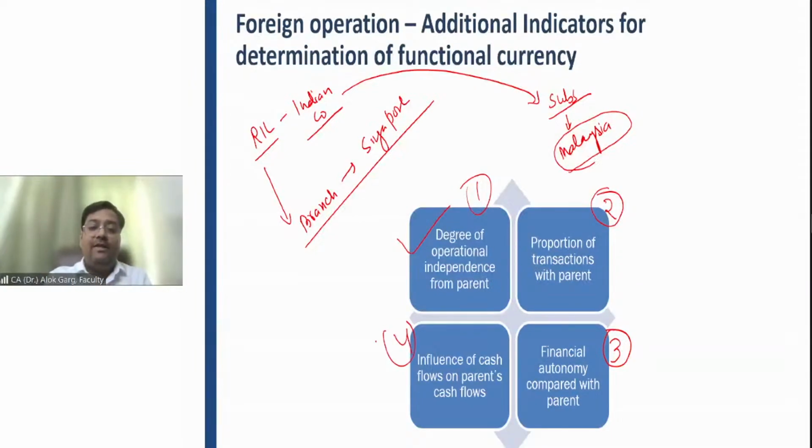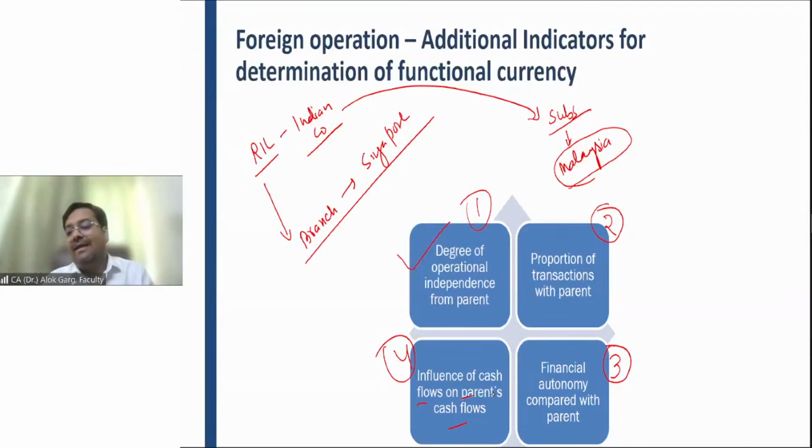Fourth, the influence of cash flows on the parent's cash flows. Whether the cash flow of the foreign operation is impacting the cash flow of the reporting entity. For example, Reliance has opened a branch in Singapore, and Reliance is supplying the entire goods to this branch. Reliance is supplying the goods from India to the branch in Singapore, right?